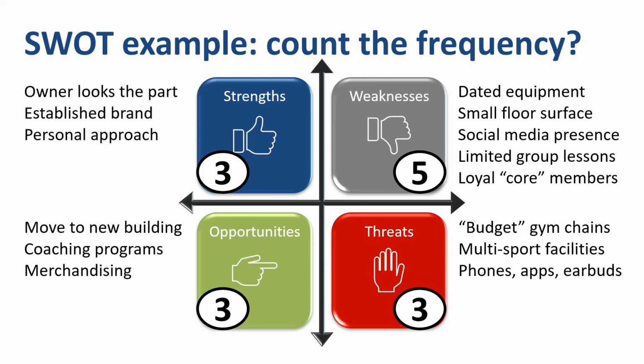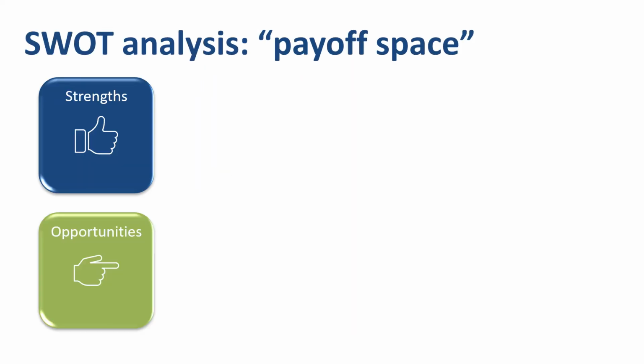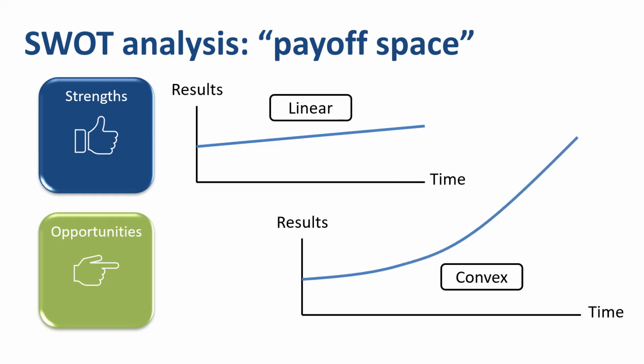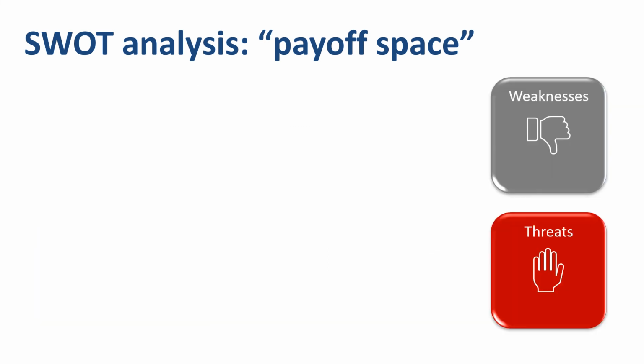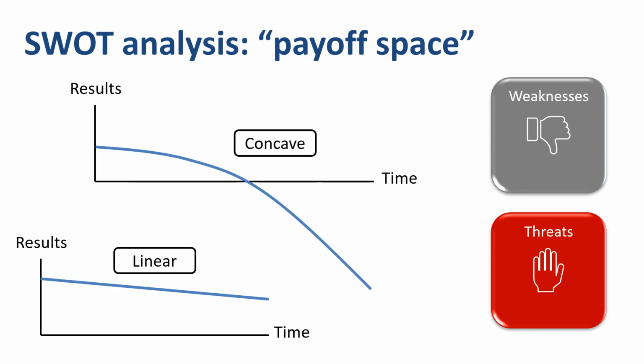Frequency of occurrence is not necessarily the right approach to weighing risks and opportunities. Not all risks and opportunities are created equally. On the strengths and opportunities side, we need to distinguish between items that could lead to linear improvements in results versus those with exponential, convex impact that could skyrocket results. On the weaknesses and threat side, we need to distinguish between items that could lead to linear worsening in results versus those with exponential, concave impact that could put you out of business.